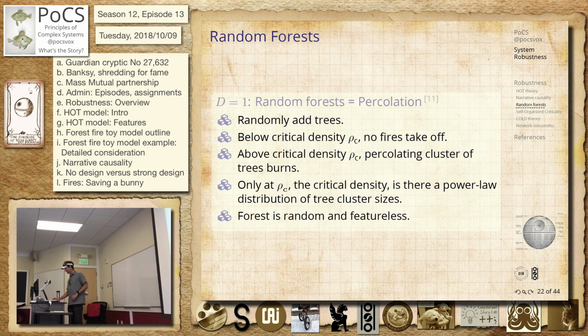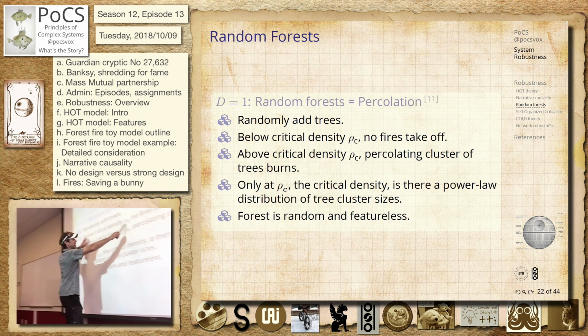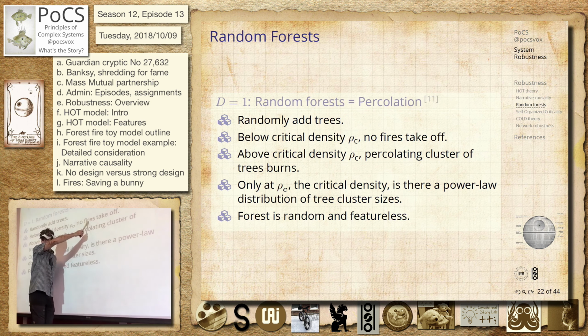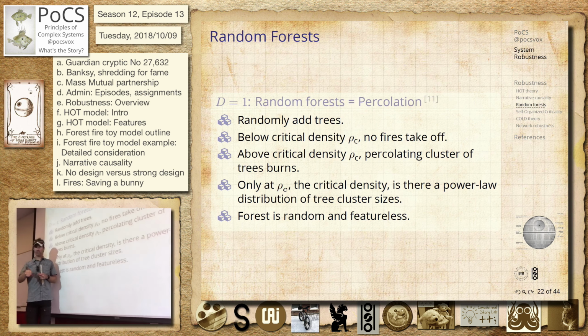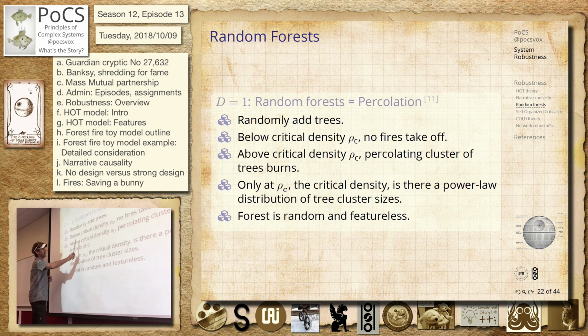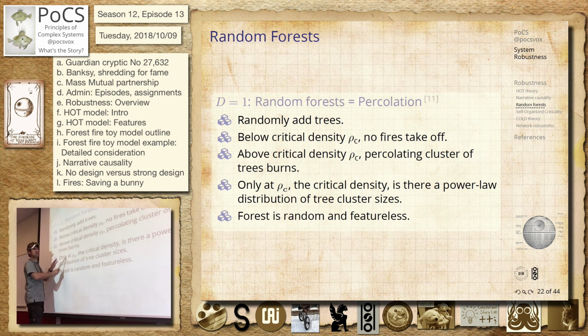Okay, this is just to say where we've gone with this. So d = 1 is percolation, right? Just to remind you about that. Randomly adding trees, and here are some extra pieces. Below this critical density, no fires take off, or very small ones, right? This was about 0.57 in this case. There's some logarithmic thing there. And above it, you've got a percolating cluster of trees. You're in bad shape.